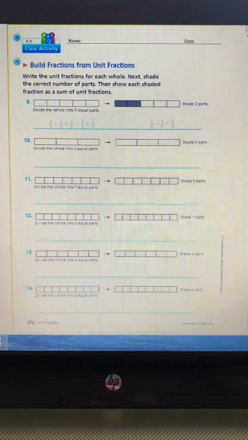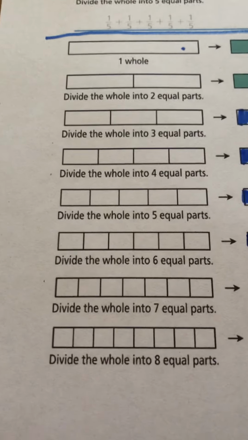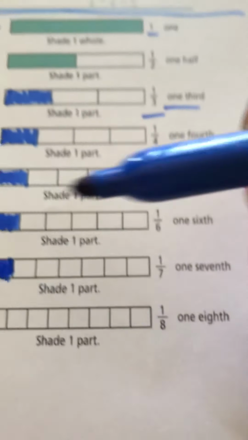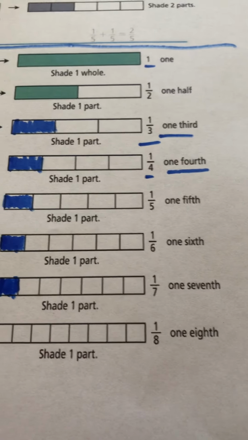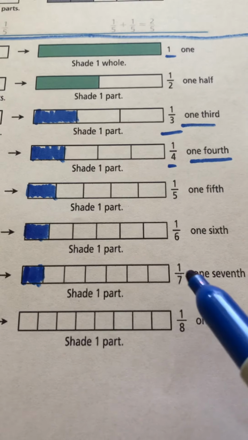So we have shaded 1/5. Come over here, looking here now, divide the whole into 6 equal parts. Come over here, shade one part. So we have shaded 1/6. Okay, come over here, divide the whole into 7 equal parts. Come over here, shade one of those parts. So we now have shaded 1/7 of the whole.